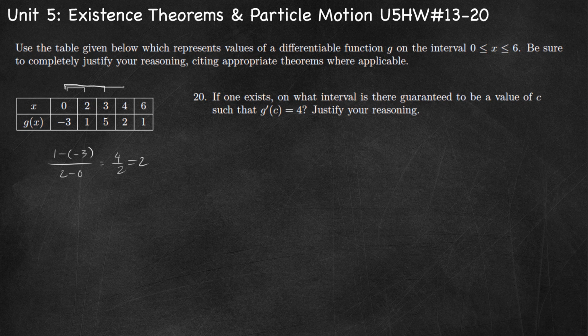I can check 0 to 4. 2 minus negative 3 is 5. 4 minus 0 is 4. 5 over 4 does not equal 4. So it's not that one. I can look from 0 to 6. 1 minus negative 3 is 4. 6 minus 0 is 6. 4 over 6 is not 4. So it's not that one. Okay, now we can check, well, what about from 2 to 3? So the difference there would be 5 minus 1 is 4, 3 minus 2 is 1, 4 over 1 is 4. So that's the one I'm looking for, the interval from 2 to 3.